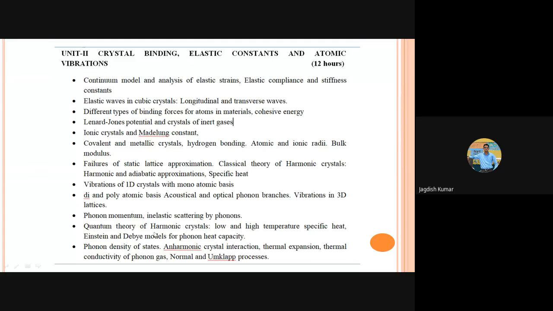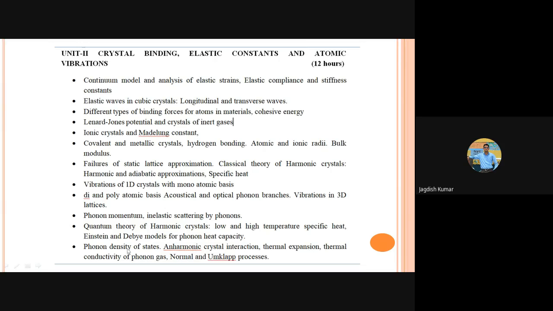Then we will be applying those concepts which we develop here to understand atomic vibrations. Then those concepts will be applied to actually studying the thermal properties, or rather the specific heat. So we'll be discussing two, or rather three popular models. One was the Dulong and Petit limit. Maybe some of you would have heard of it. Then what were the failures of that model? Then we will be talking about the Einstein model and Debye model for phonon heat capacity.